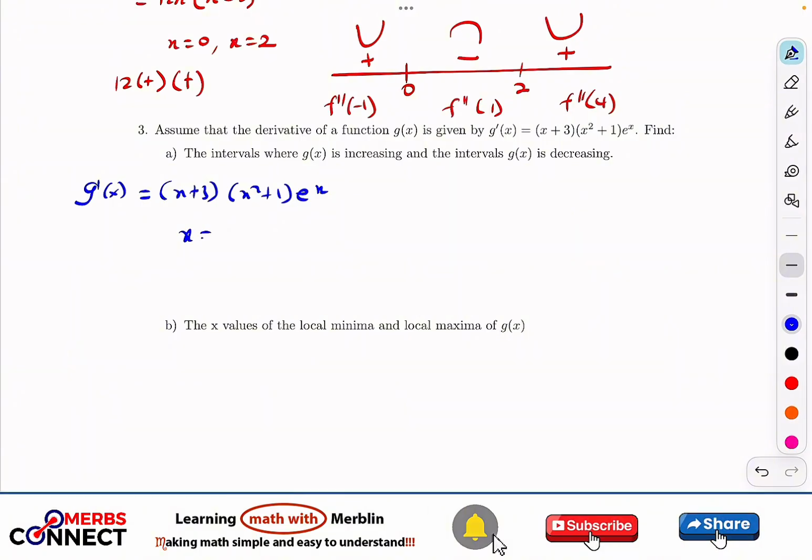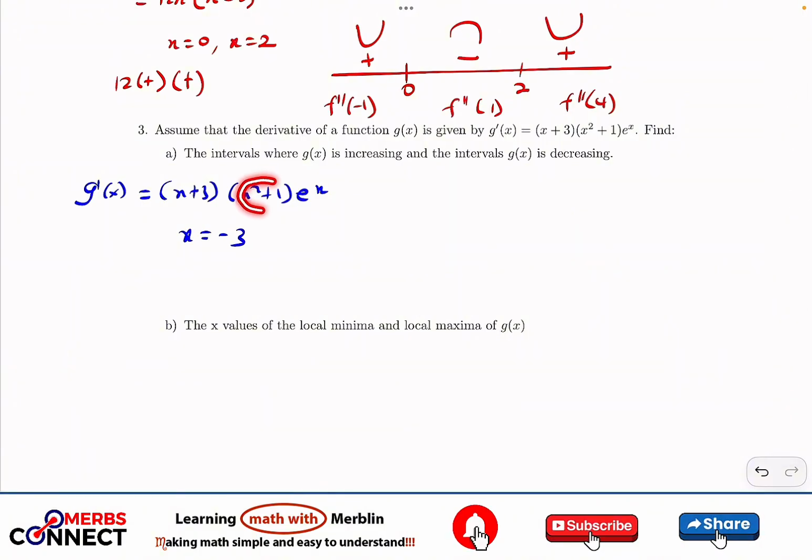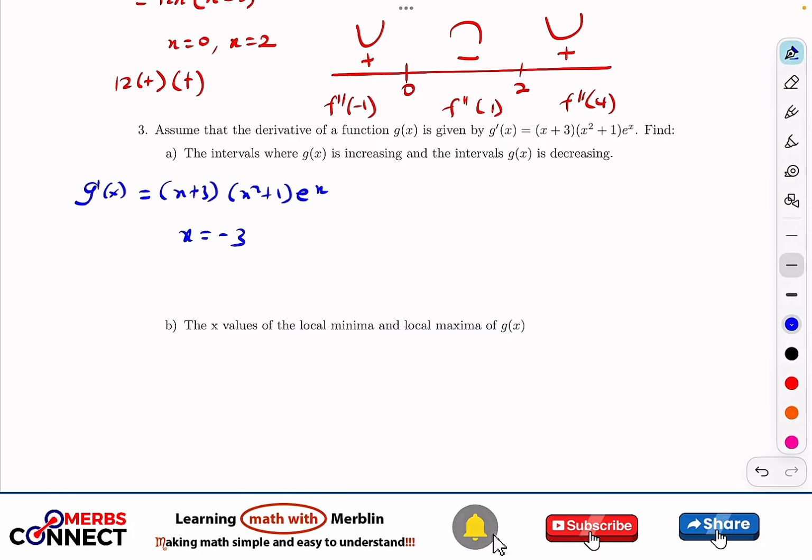One factor is 0 when x is equal to -3. But this one cannot be 0 on the real line, right? Because we cannot make this one 0, and this one too. So the only point here is x equal to -3. So now we put -3 here, and then we pick anything before -3 and after -3, plug it in. Let's try it and see.